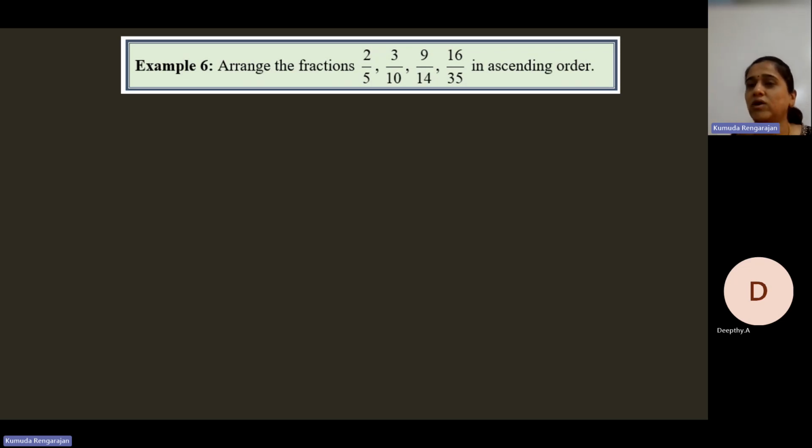What will you first do? LCM. Then each fraction you will write its equivalent. That is, you will bring each denominator to the LCM. Then they become like fractions, then you'll compare and write. So can you do this?